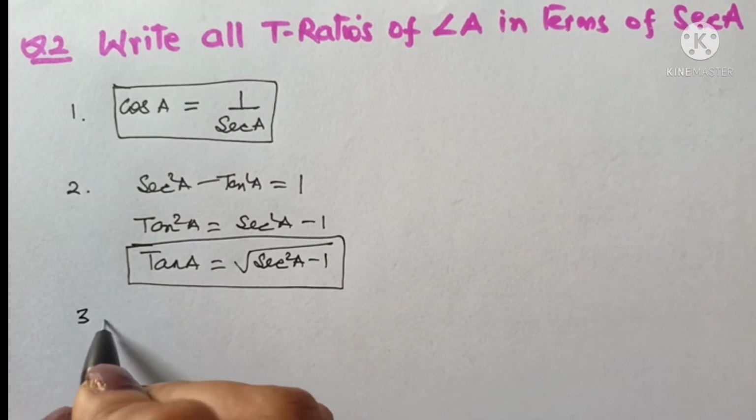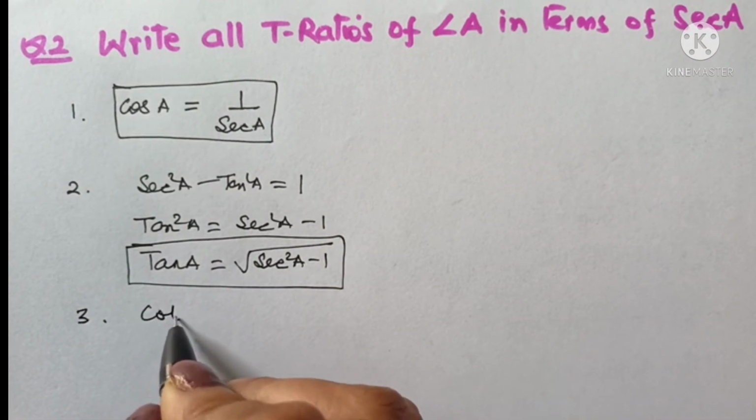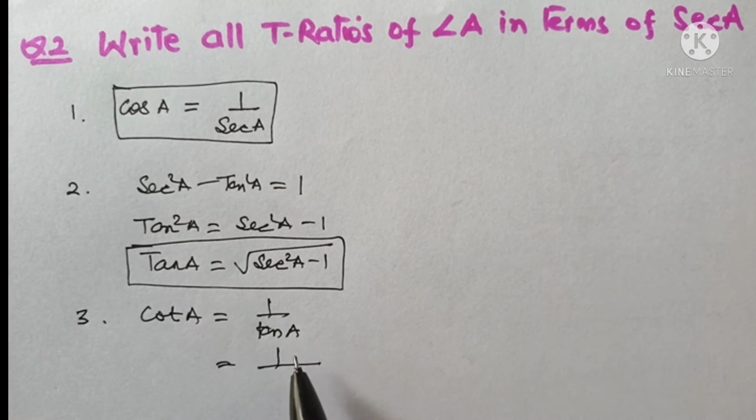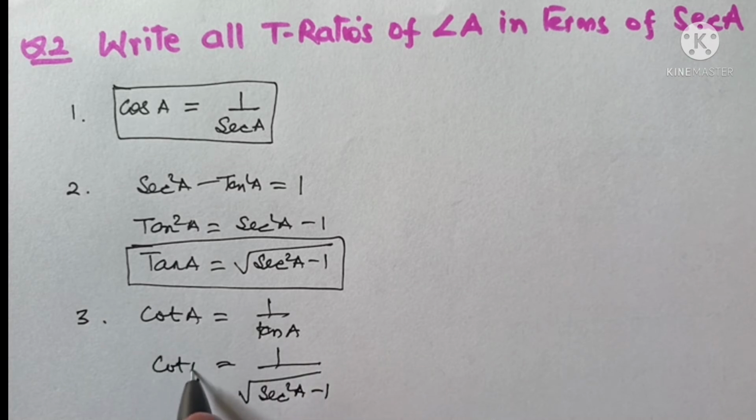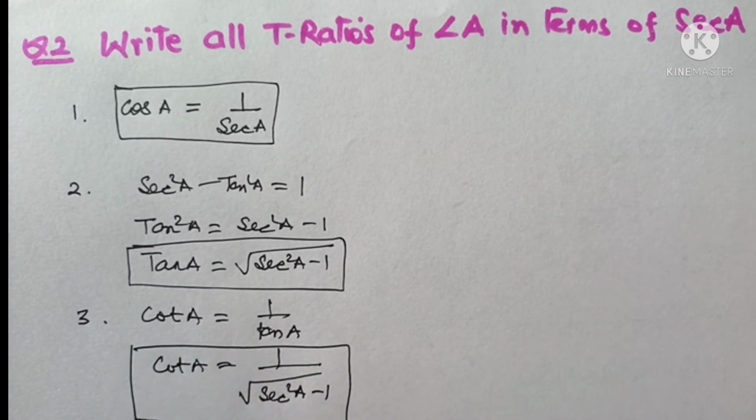Now the third t ratio I get from tangent. I know that cot A is equal to 1 by tangent A. So 1 divided by root of secant square A minus 1. So this gives me the third t ratio.